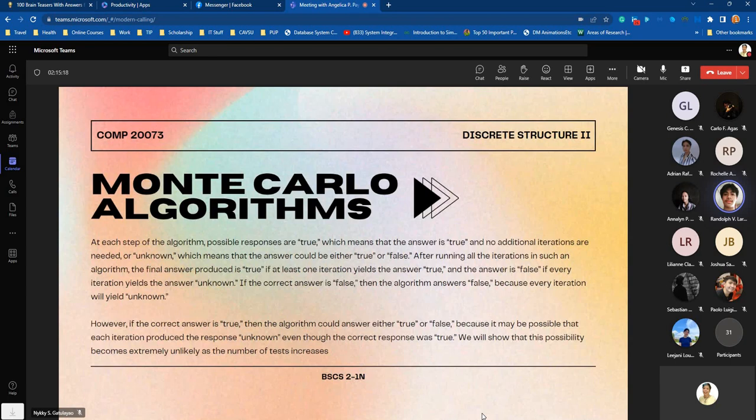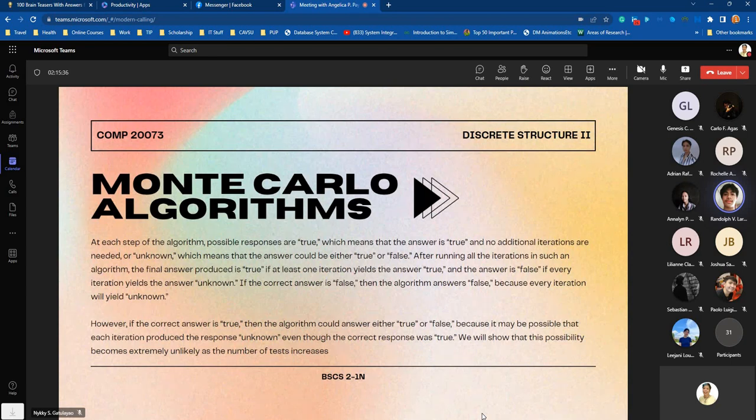However, if the correct answer is true, then the algorithm could answer either true or false because it may be possible that each iteration produced the response unknown, even though the correct response was true. We will show you that this possibility becomes extremely unlikely as the number of tests increases.